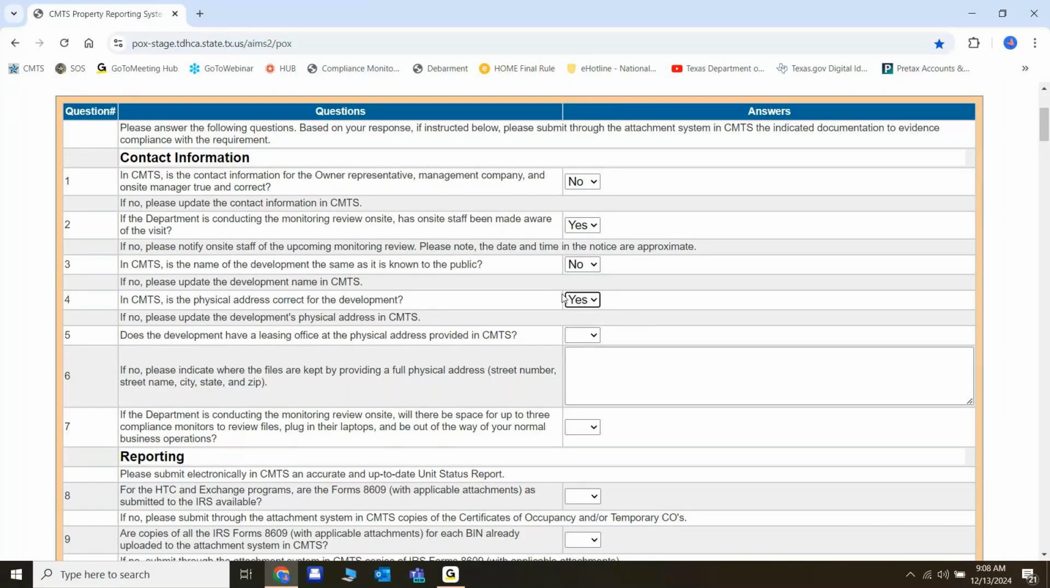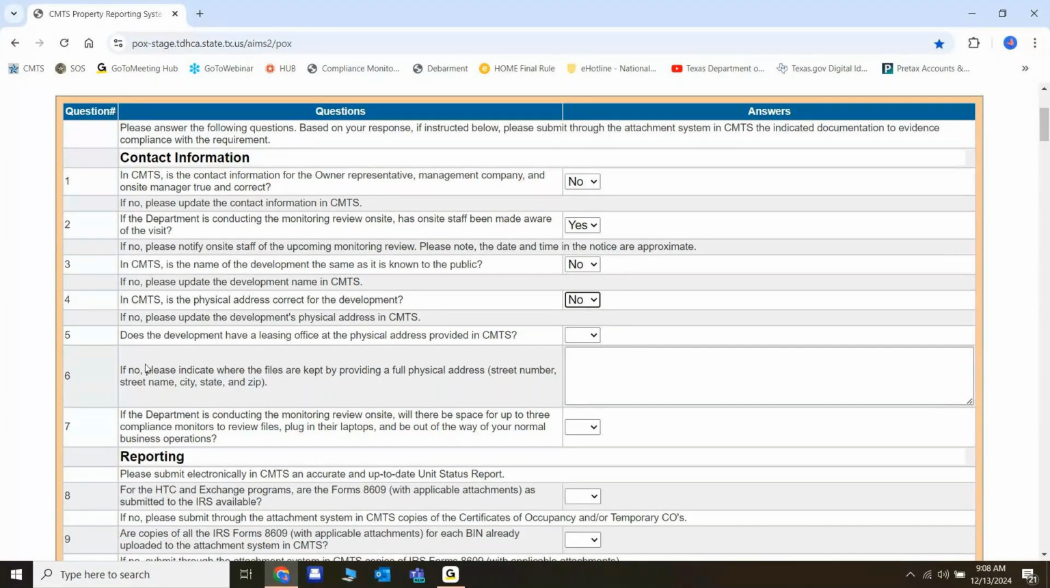So you need to say, oh, no, the address in CMTS was not correct, but I did go in and update it. So this is saying, no, it wasn't correct, but I did go in and update it. And now that's going to trigger me to go in, adjust my address on my itinerary, adjust my address on my compliance or print a new compliance profile so I'm going to the right location.